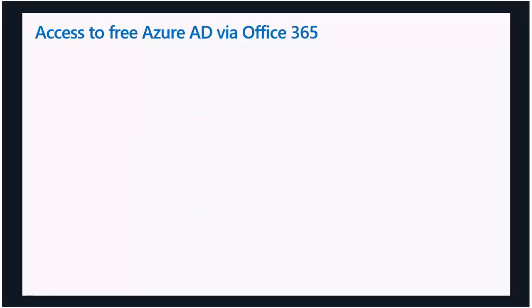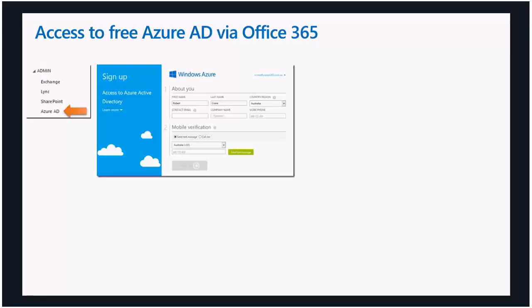So how do you access your free Azure AD in Office 365? What you need to do firstly is log in to your Azure AD tenant as a global administrator. When you go to the admin page, on the left hand side down the bottom, you'll see the admin options for Exchange, SharePoint and whatnot. One of those options will be Azure AD. So simply select that. You'll then be taken to a sign up page where you'll need to complete the details there and also do a mobile verification where an SMS code will be sent to you.